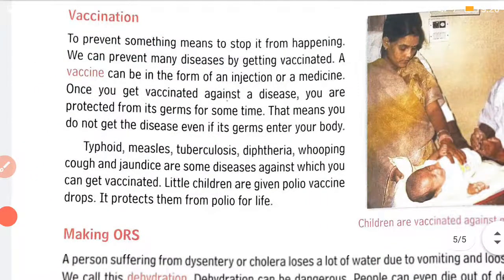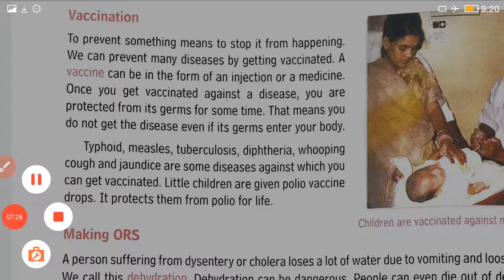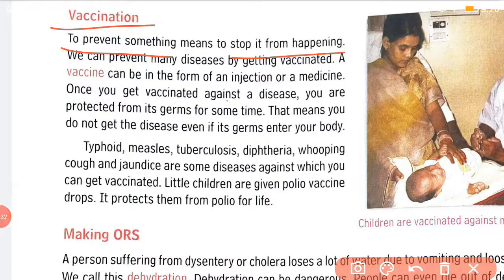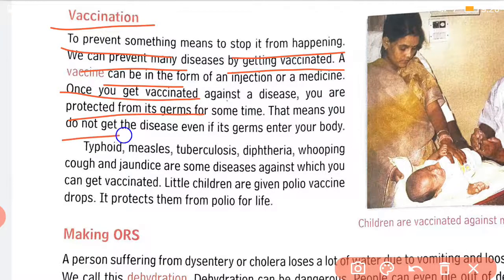Now, vaccination. To prevent something means to stop it from happening. We can prevent many diseases by getting vaccinated. A vaccine can be in the form of an injection or a medicine. Once you get vaccinated against a disease, you are protected from its germs for some time. That means you do not get the disease even if germs enter your body.